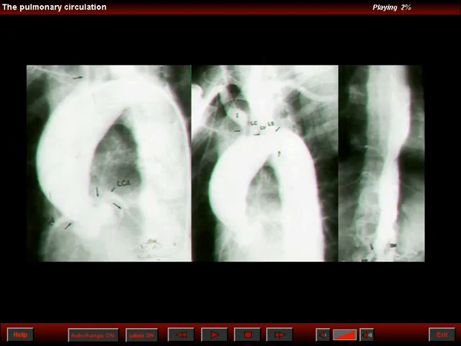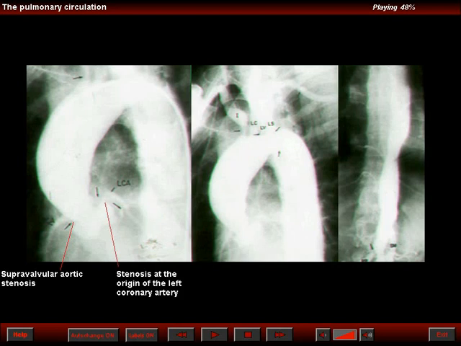This is an arch aortogram of a Japanese-born woman cardiologist at the University of Miami, which shows supravalvular aortic stenosis, a focal narrowing at the level of the aortic isthmus. Note that there is a narrowing of the proximal left coronary artery.